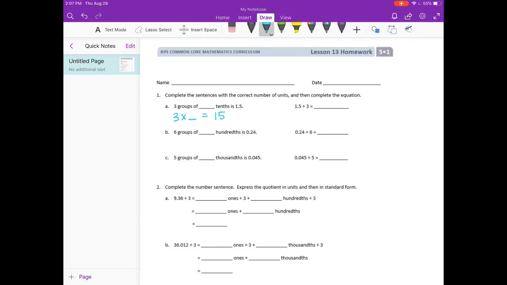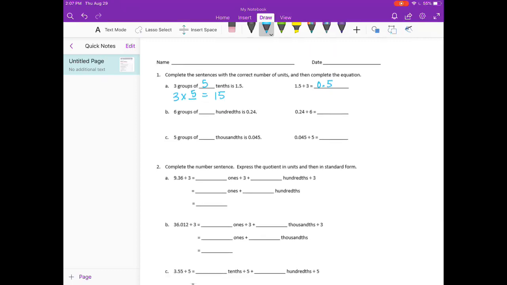So 3 groups of what is 15? Well, 3 groups of 5 is 15. Since we're speaking in tenths, it would be 3 groups of 5 tenths is 1 and 5 tenths. So 1 and 5 tenths divided by 3 is 5 tenths.